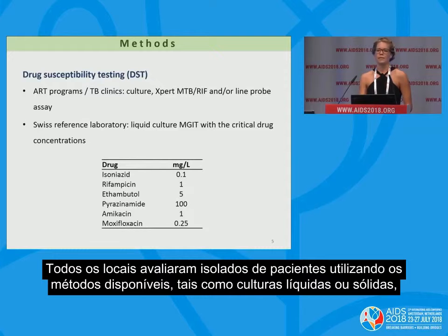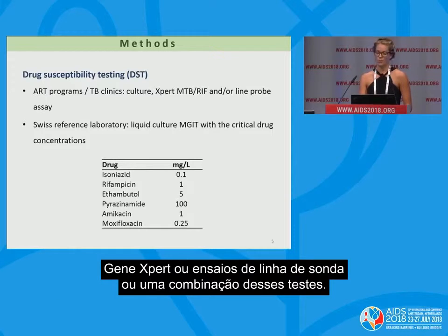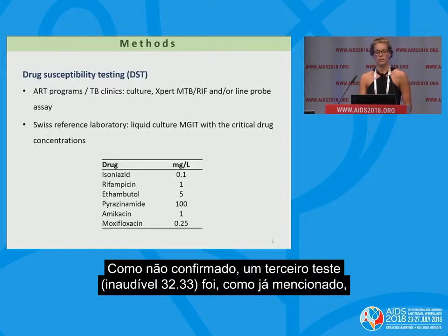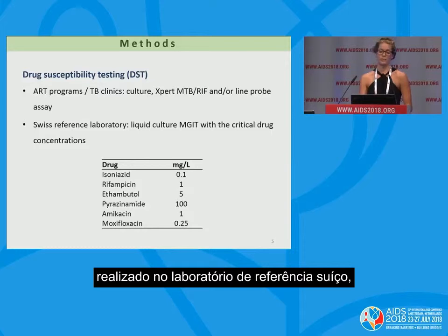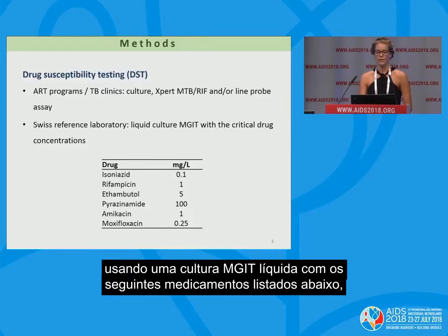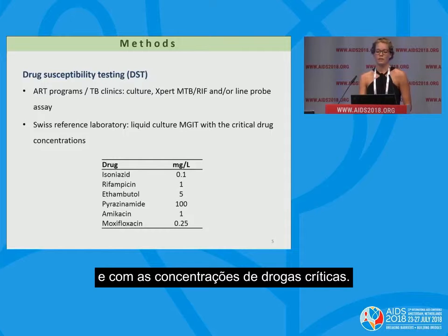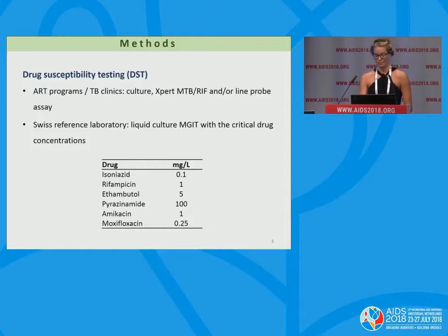All sites screened their patients' isolates using available methods such as liquid or solid culture, GeneXpert, or line probe assays, or a combination of these tests. And confirmatory testing was, as already mentioned, performed at the Swiss reference laboratory using liquid culture MGIT with the following drugs listed below and with their critical drug concentrations.